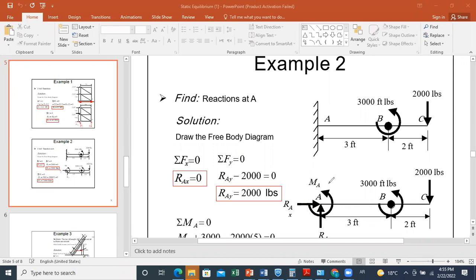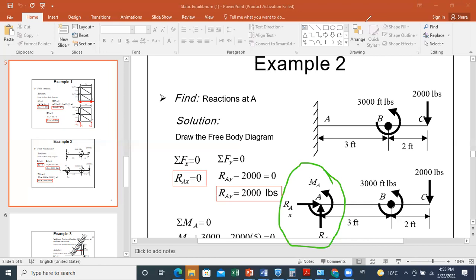Now, to calculate these reactions, you have here 3 unknowns, so you need 3 equations. Your 3 equations will be sum of forces along X equals 0, sum of forces along Y equals 0, and sum of moment about any point of your figure equals 0. You can select A, you can select B, you can select C. Whatever you do, you'll get the same result.